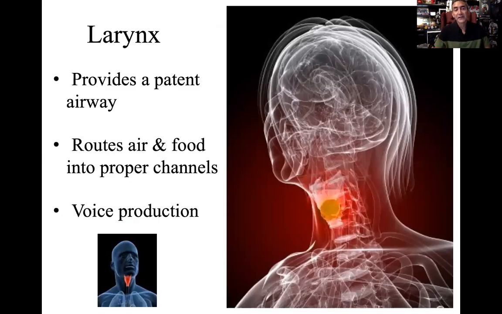Well, the larynx, we say, provides a patent airway. Patent in physiological and anatomical terms means open. So the larynx helps to keep the airway open. It's going to route air down to the trachea and the lungs, and it's going to route food away from the respiratory system into the digestive system. So it's a little valve. The epiglottis is a little valve that basically helps prevent the food from going in the wrong direction.